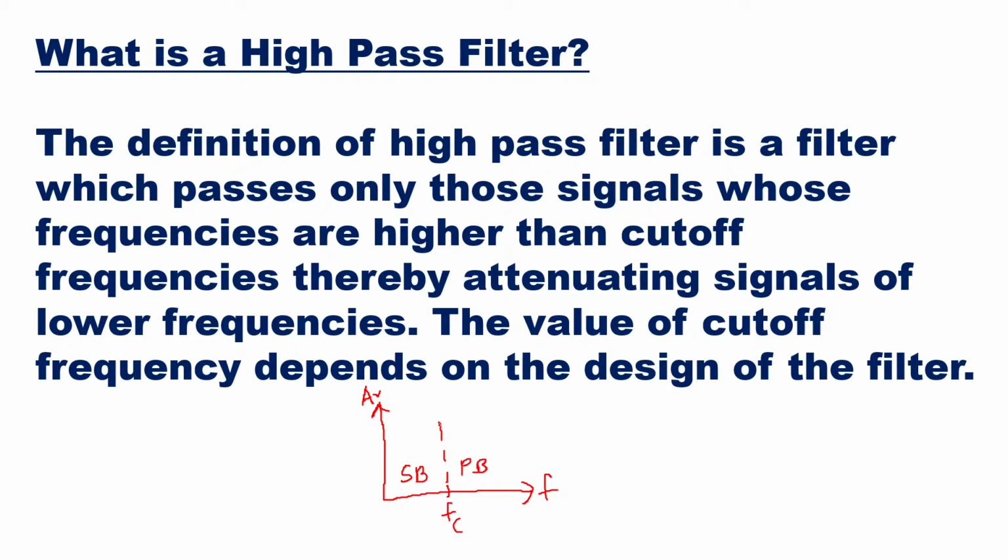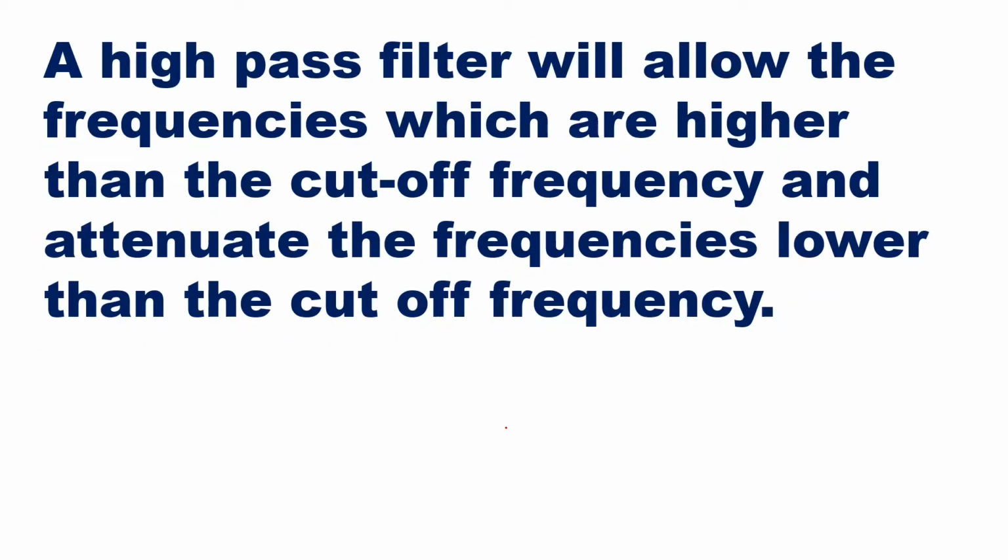So this can be your ideal sharp cutoff frequency, or practically, you will get something like this, and you will get a pass band over here. Now, a cutoff frequency is very important because that is the reference above which all the signals can be passed, below which all the signals will be stopped. So it is called a high pass filter.